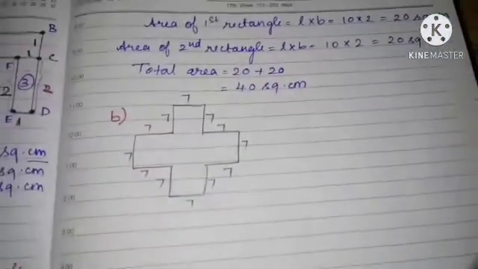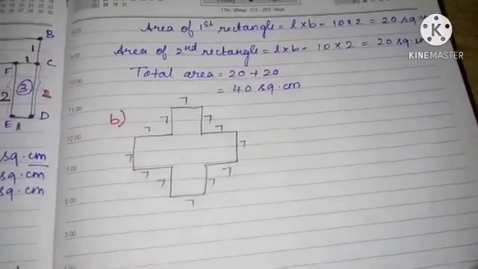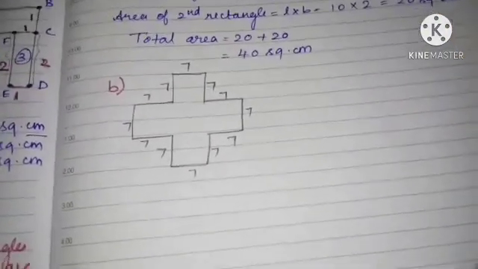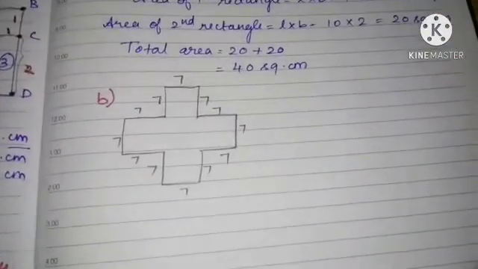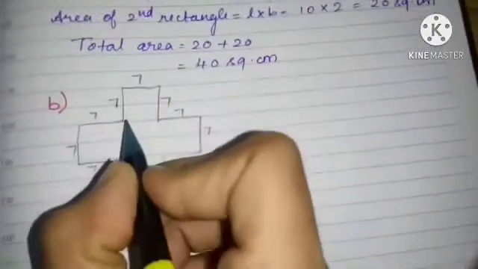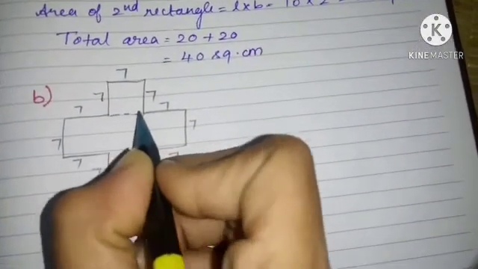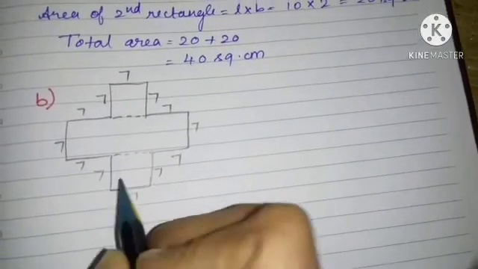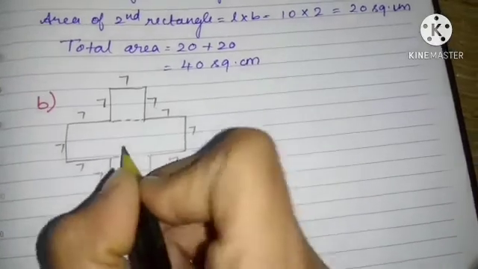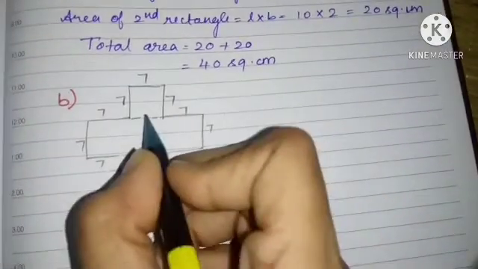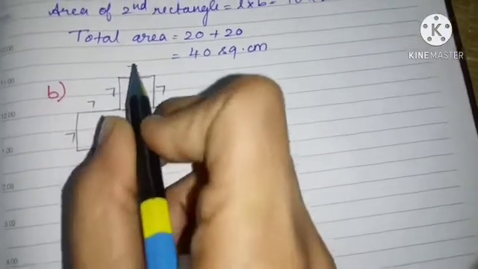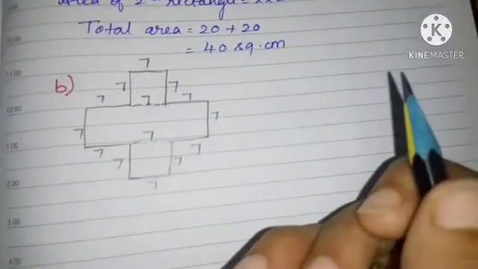Okay. Now we are going to find the total area of this figure. Now I am just going to separate them like a small rectangle. I am drawing a dotted line. Since this is one small square, 7, 7, 7, 7. This is also 7. So here also this will be 7 because this is one square. 7, 7, 7, 7. Okay.